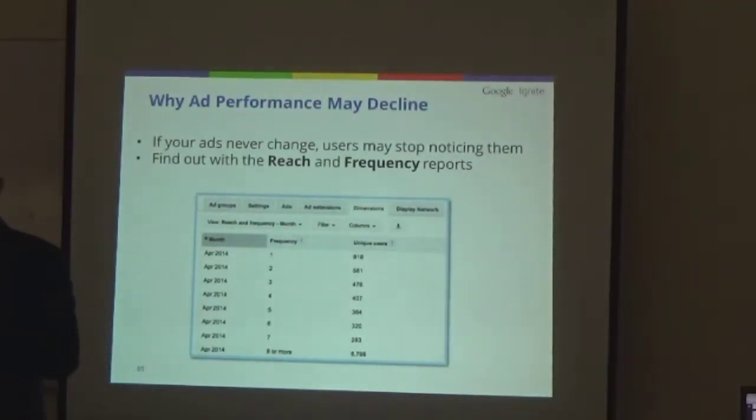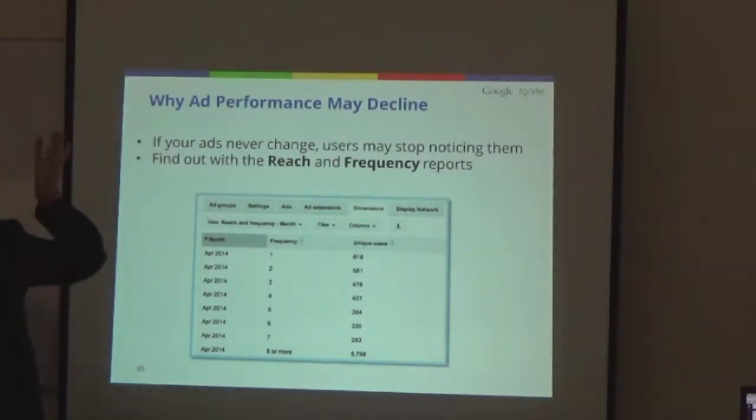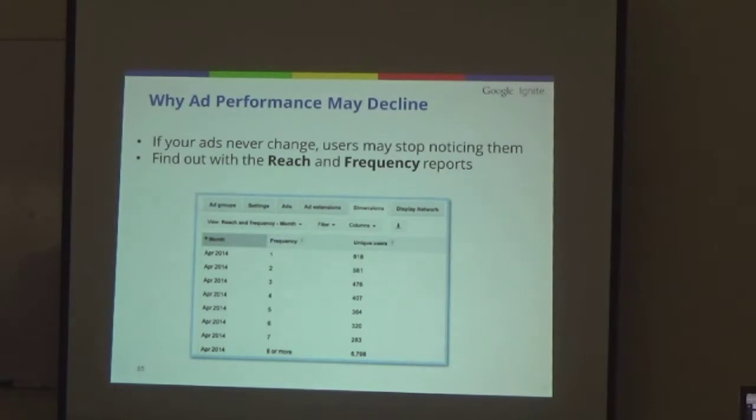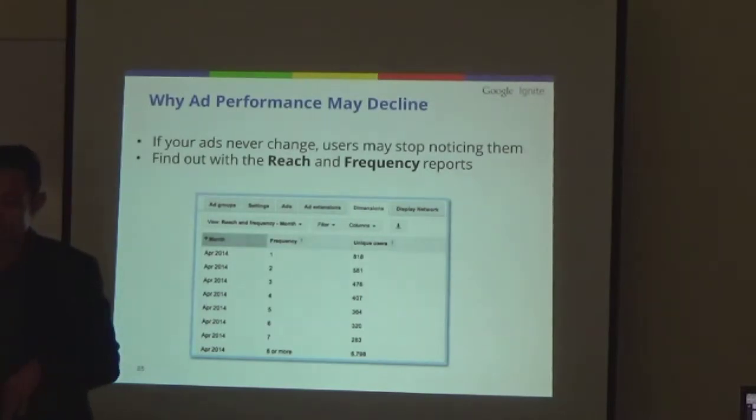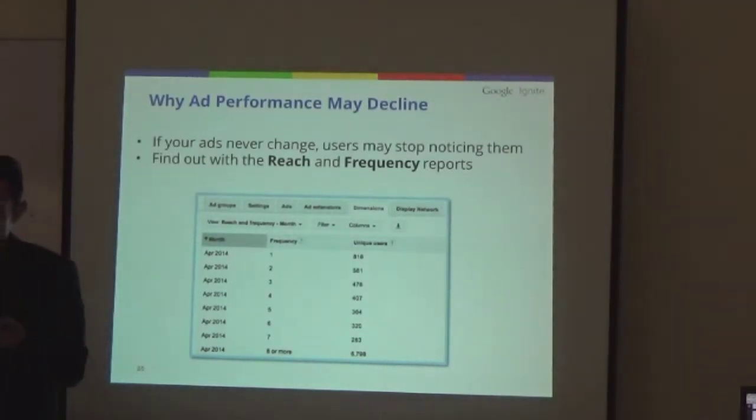Now, why may ad performance decline? It happens sometimes that you run an advertisement for months and months. It may be because people are seeing your ads, all blue color image, and people get sick of it, people don't click anymore. So it's good that you also change it to other colors, like from blue to red, and stuff like that. And one of the ways for you to measure your ad performance is to look into the reach and frequency report. It will show you the frequency and number of unique users who actually saw your ads or even engaged by clicking on them.